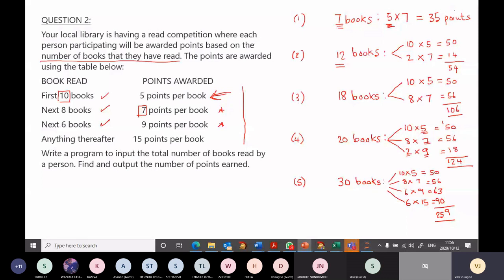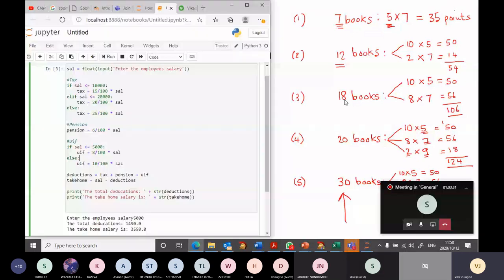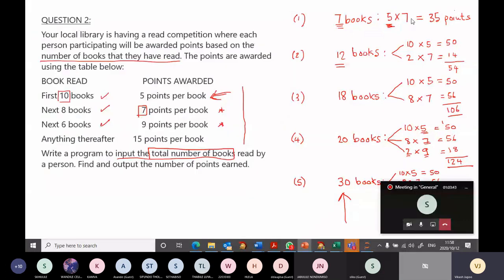Now, through these 5 examples, I'm hoping that you could see the pattern in terms of how the question was phrased. Read the question. This gives you an indicator. This gives you an indicator here. 1, 2, 3, 4, anything thereafter.